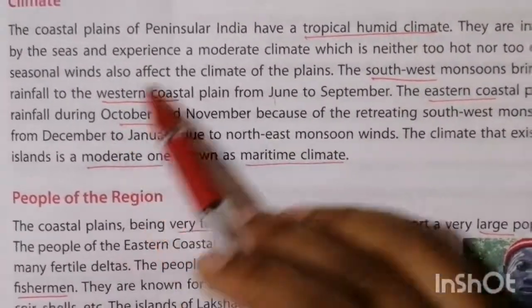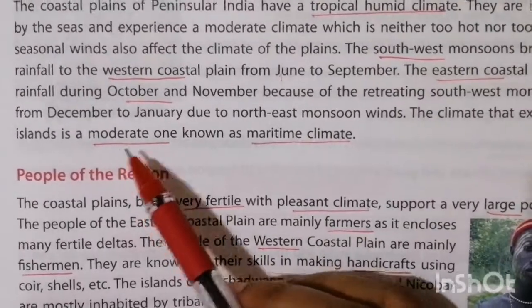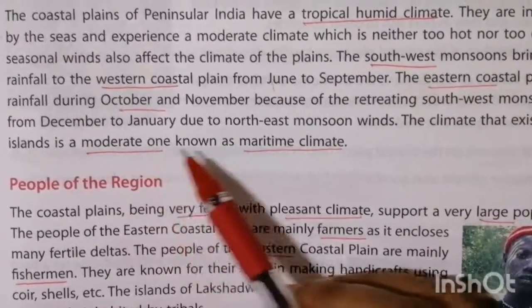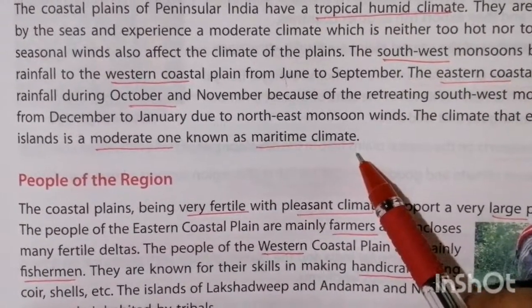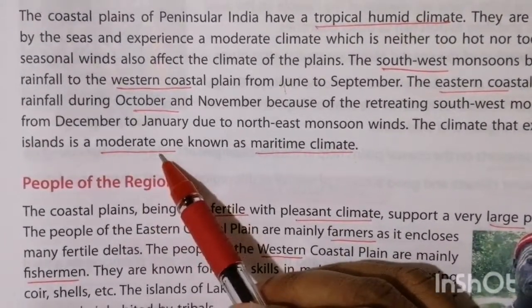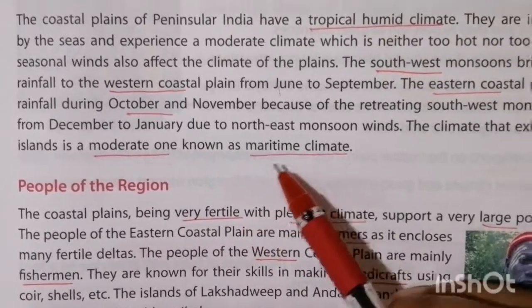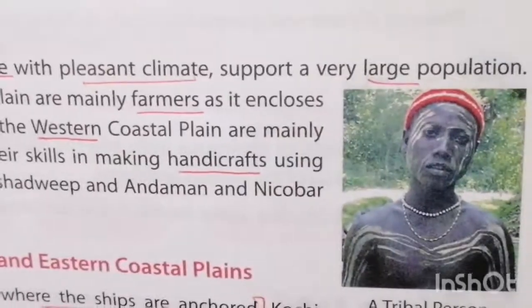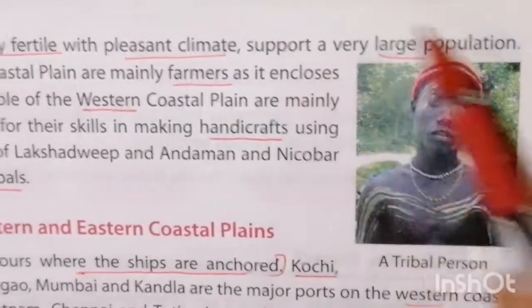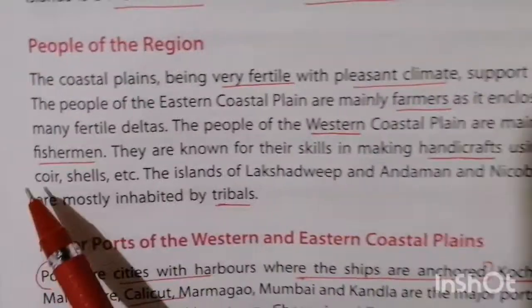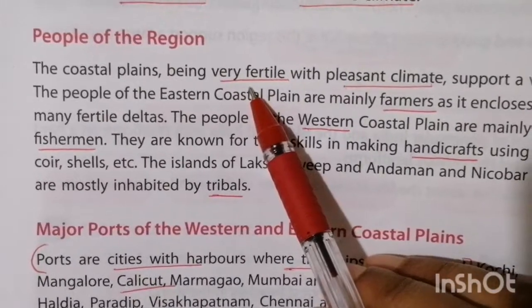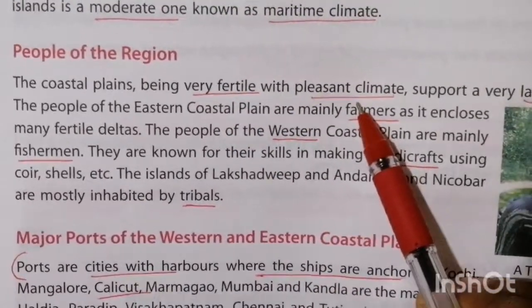And mostly the islands will have a moderate climate, and that is called maritime climate. Now the next one is the people of the region. So you can find tribal people there, isn't it? The coastal plains are very fertile and they have a very pleasant climate.